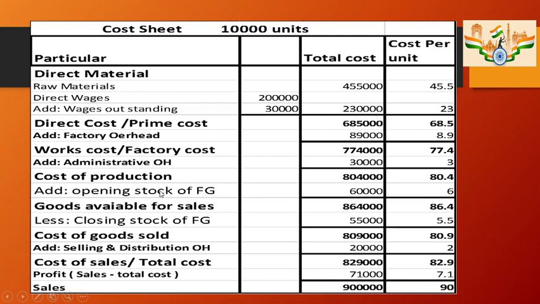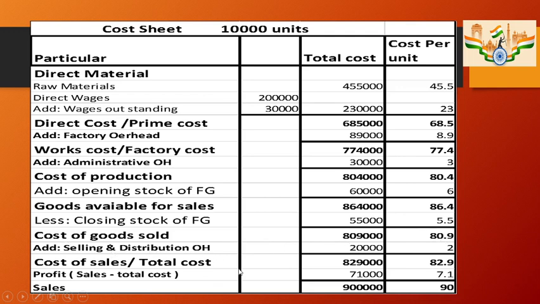Then less closing stock of finished goods. Dear student, this you have to understand, where I have to add and where I have to minus. Opening stock and now cost of production, finished goods. Okay, so less closing stock of finished goods 55,000, 5.5. Cost of goods sold 8,09,000, that is 80 rupees 9 paisa 90 paisa.